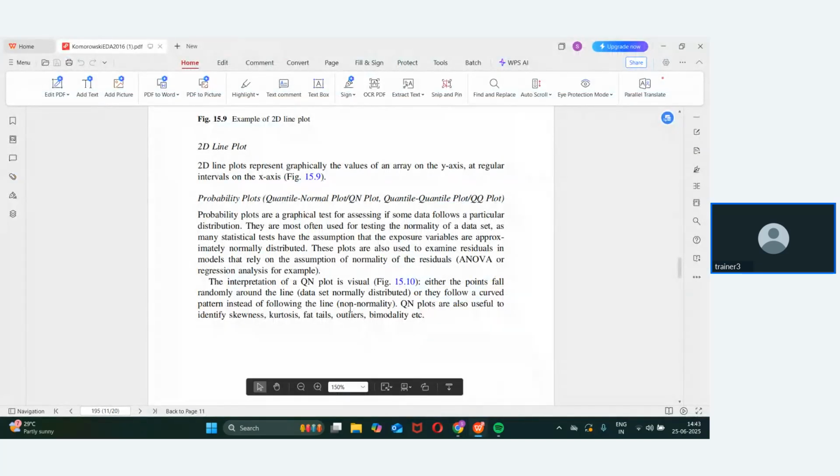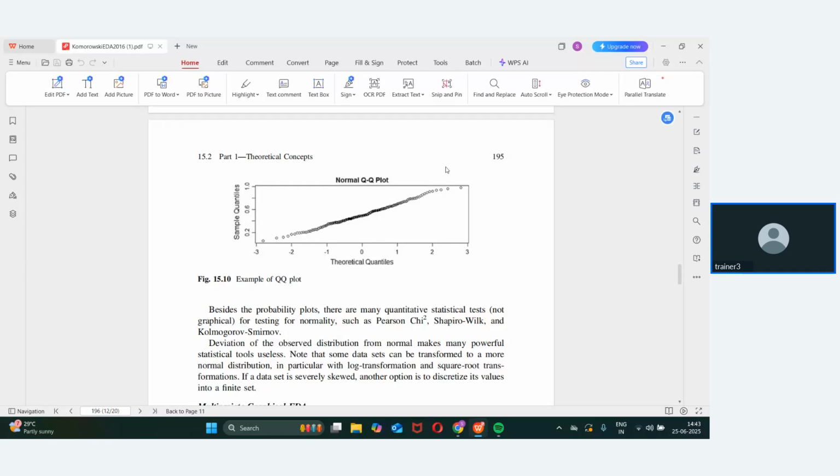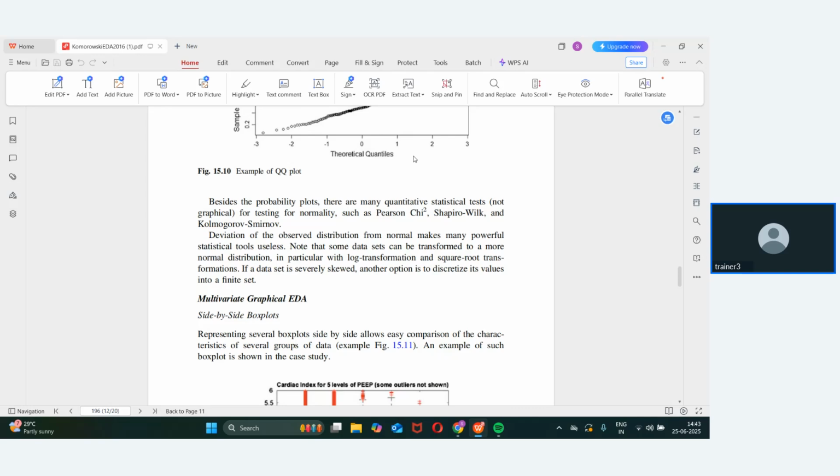So coming to line plot, they represent graphically the values of an array on the y-axis at regular intervals of the x-axis. So don't worry about that. This is simply a line plot.